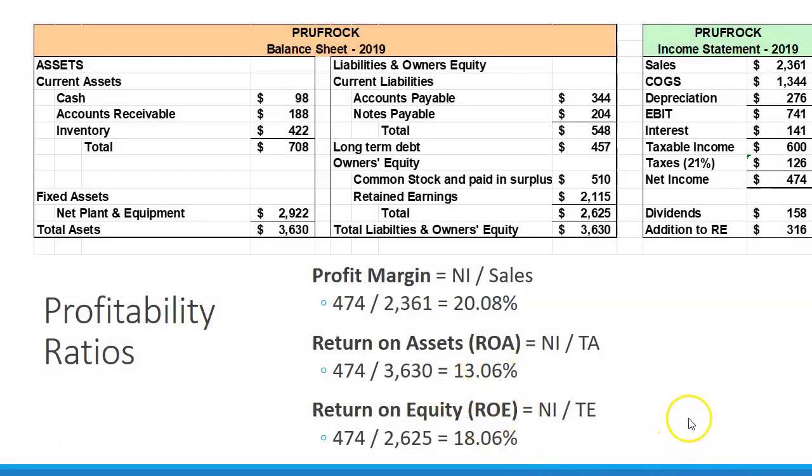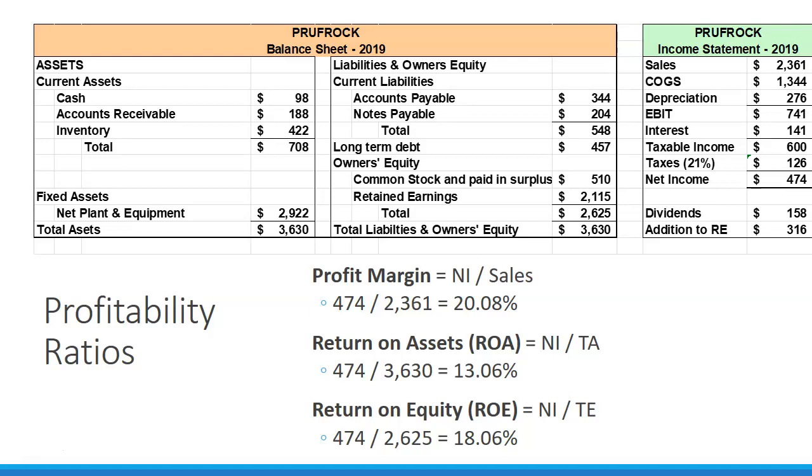Now we have the profitability measures. First one is our profit margin. Profit margin is net income divided by sales. So how much profit do we get to keep from our sales? For every dollar in sales, we keep 20 cents of profit.